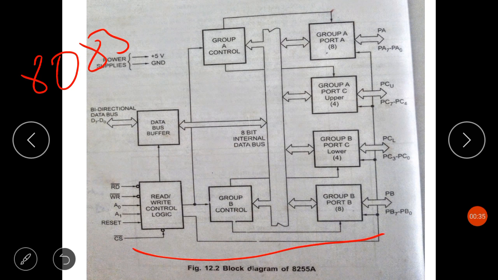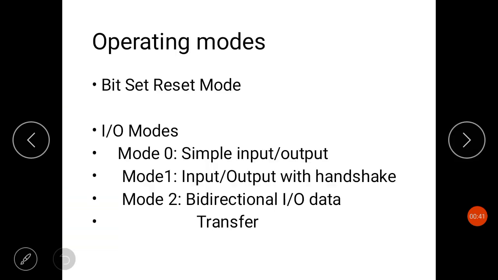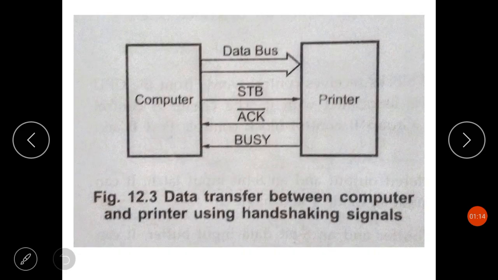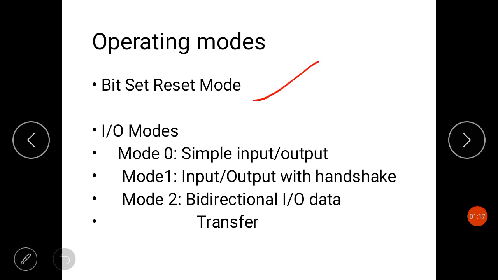So whenever the 8085 microprocessor transfers a control word to the 8255, if the most significant bit is 1, it is for input output mode, and if the most significant bit is 0, then that control word is for bit set or reset mode, for setting or resetting the bits of port C. Which bit of port C is going to be set or reset depends upon the status of D1, D2, D3, and whether it will be set or reset depends upon D0.